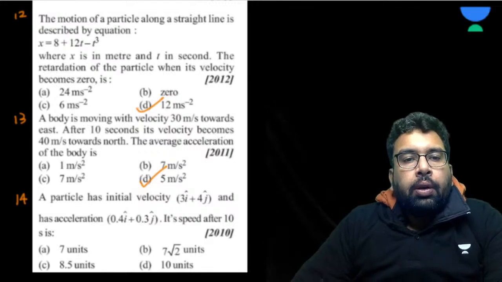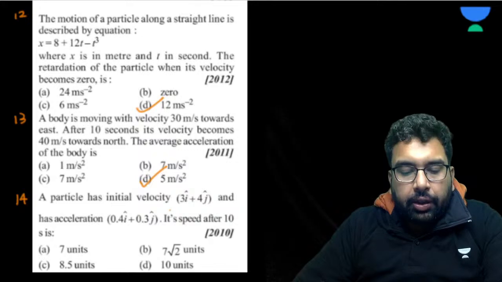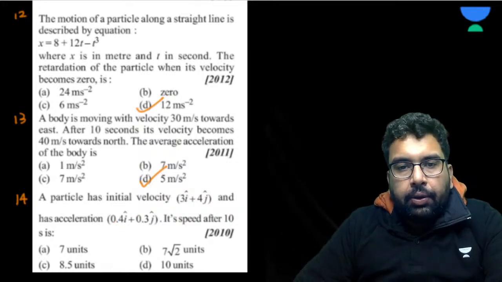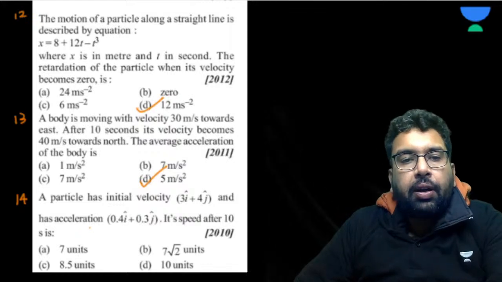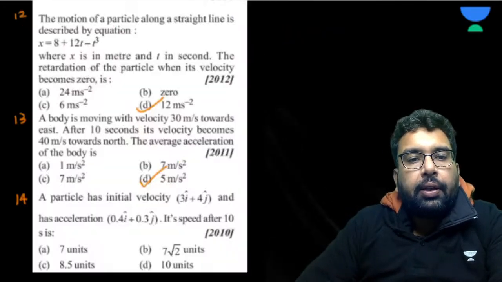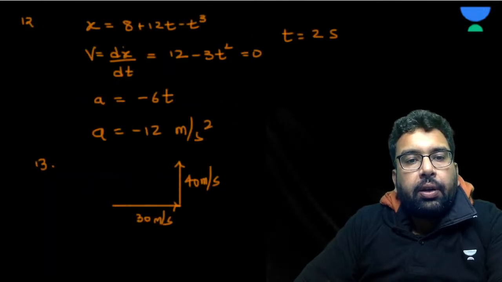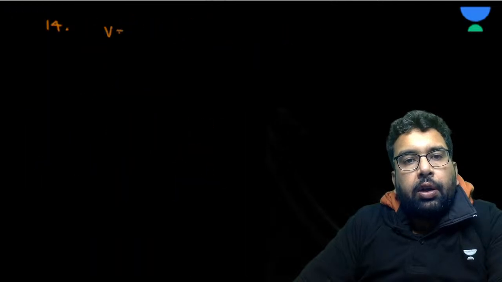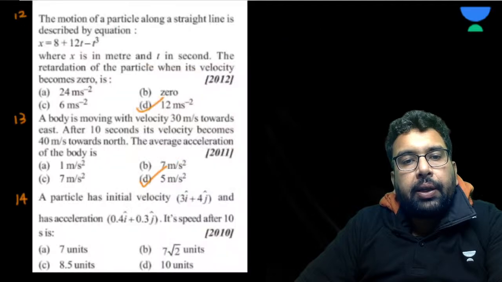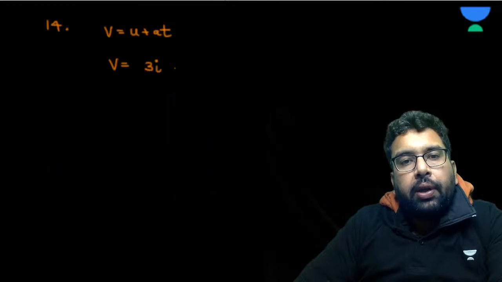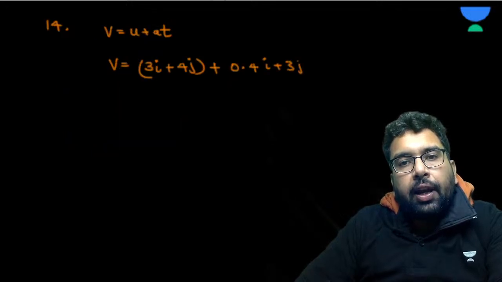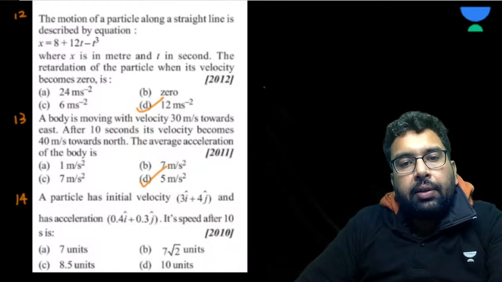Okay, I'll do it. So it says a particle has initial velocity of this. Harsha, welcome back. So you have answered. Okay, now I'll do. So it says a particle has initial velocity, it has acceleration, speed after 10 seconds. Okay, so now it says that we are having 14. So this is going to be V is equal to U plus at. V is equal to U plus at. So V is equal to, initial velocity is 3i plus 4j. Okay. And acceleration is 0.4i plus 3j, and the t is 10, right?